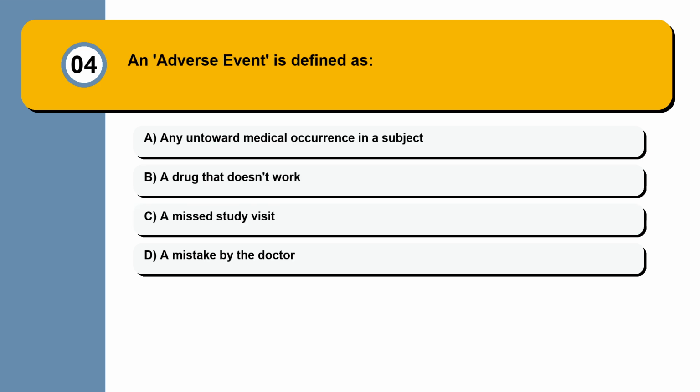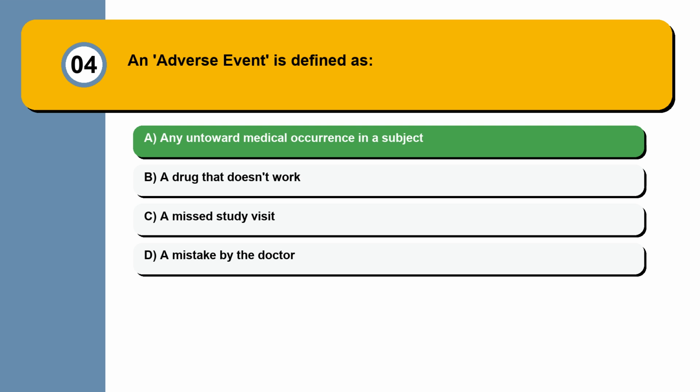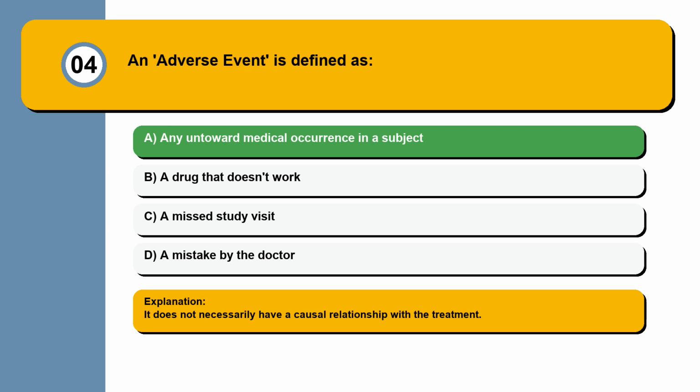Question 4. An adverse event is defined as any untoward medical occurrence in a subject, a drug that doesn't work, a missed study visit, a mistake by the doctor. It does not necessarily have a causal relationship with the treatment.